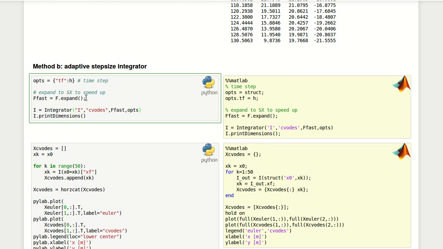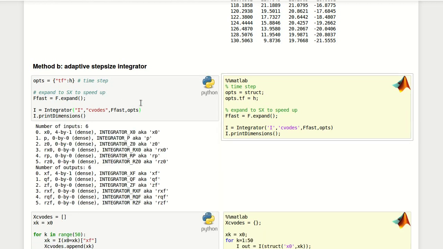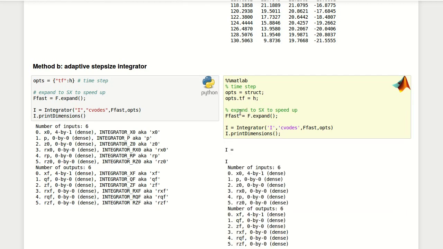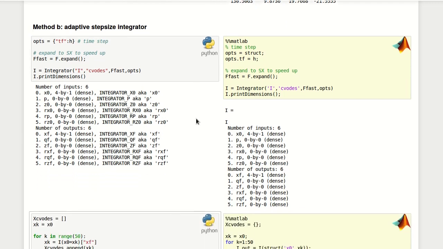The last argument is just a dictionary in Python or a structure in MATLAB of options. And the option here is the end time of integration. We want to integrate here over one time step h. What does the I/O scheme of the integrator look like? Well, it has quite a bunch of inputs and outputs, but we're only interested in two. The one input we're interested in here is the initial state, x0, and the interesting output is the final state.